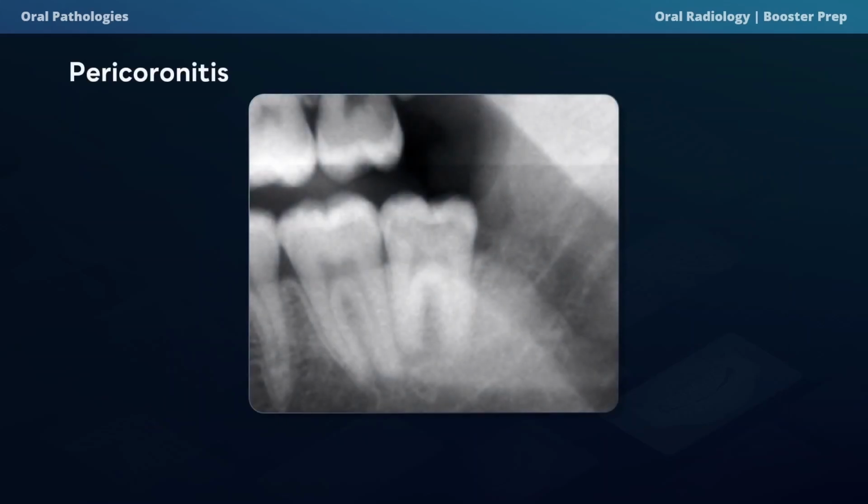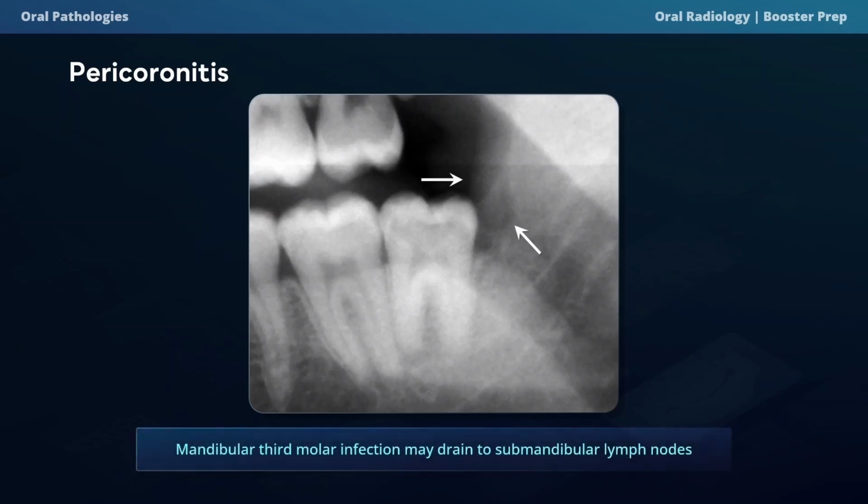Pericoronitis is the swelling and the infection of the gum tissue around the wisdom tooth, and it can also show up on an x-ray. And it's important to remember that infections in the mandibular third molar region can sometimes drain into the submandibular lymph nodes.